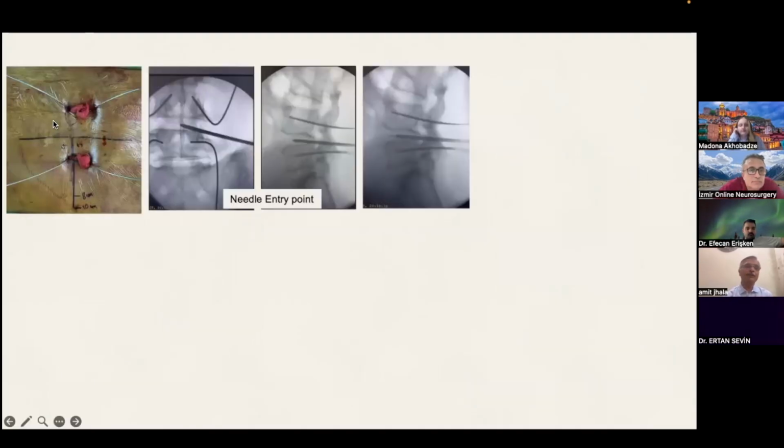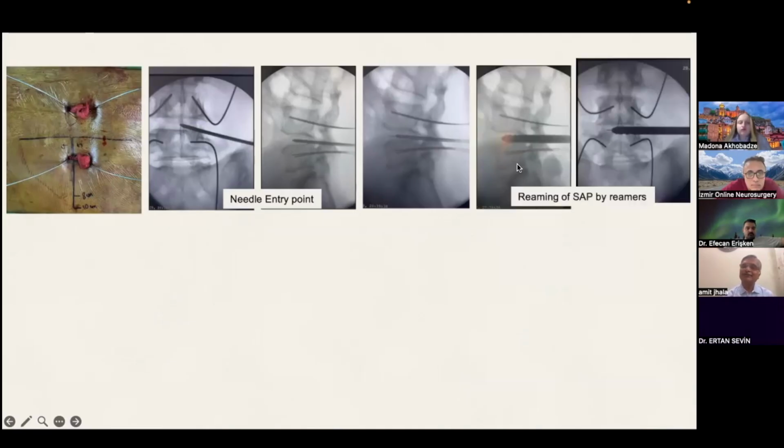So this is how we do the transforaminal endoscopic fusion. You start with putting in the wires. You start at around 8 to 10 centimeters from the midline. You put the needle inside. You put the wire inside. You start reaming the facet joint. So these are the reamers which ream the facet.